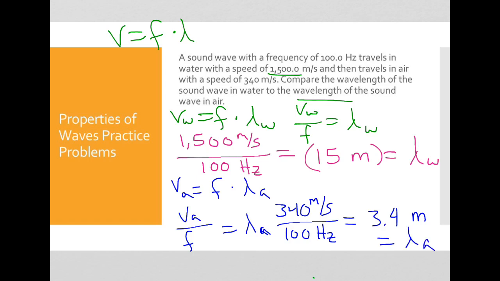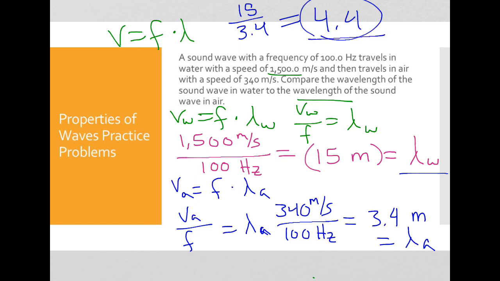And if I wanted to, I can take my 15, which is my wavelength in water, and divide it by my 3.4, which is my wavelength in air, which gets me about 4.4, and that is the number of times that the wavelength in water is greater than the one in air.